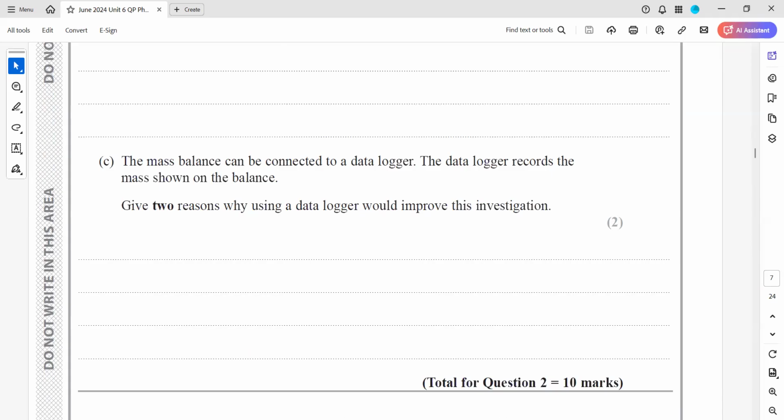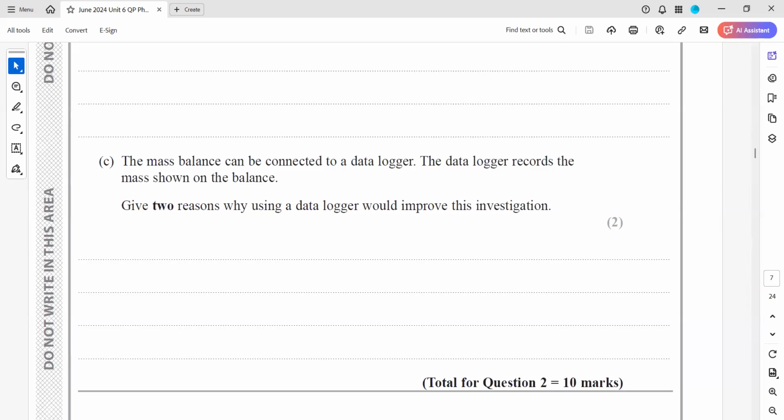Whenever two simultaneous readings have to be taken, we prefer the use of a data logger, because I have to read the mass and the time interval at the same time. If we don't have a data logger, we can improve by placing the two meters close to each other, so in one frame we can see both of them. Otherwise, a data logger can record the simultaneous readings of mass and time, and it will give more results in the same time interval.